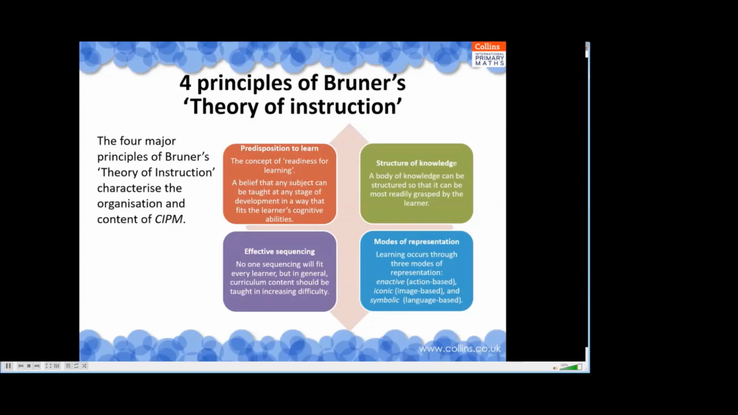of using active methods that require rediscovering and reconstructing norms and truths, and using collaboration as well as individual activities so that learners learn from each other. And finally, the importance of evaluating the level of each learner's development so that suitable tasks can be set. At the core of the scheme are four of the major principles of Bruner's theory of instruction that characterise the organisation and content of Collins International Primary Maths.